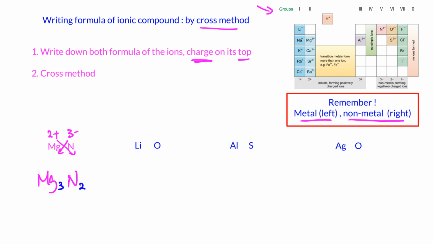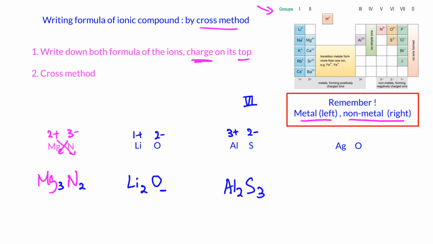Lithium is group 1, so it will be 1 plus. O is 2 minus, so the crossover will become Li2O. Do I need to write 1? No need to write 1. Al is group 3, so it will be 3 plus. S is group 6, so 8 minus 6 will be 2 minus. So the crossover will become Al2S3.